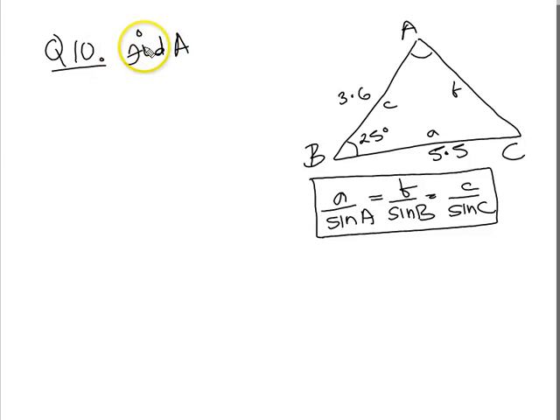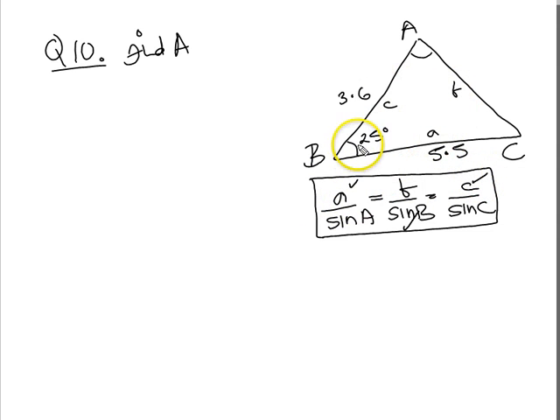Right, guys, let's have a go at question 10. We've got to find A. We know the angle B, so sine B is 25. A is 5.5. C is 3.6. So we need 3 of any 4, so to speak, and we haven't got that arrangement here, have we? So we've got no choice but to use the cosine rule as the next alternative.